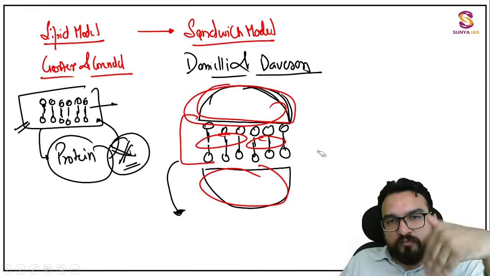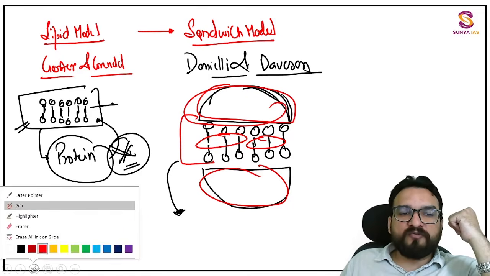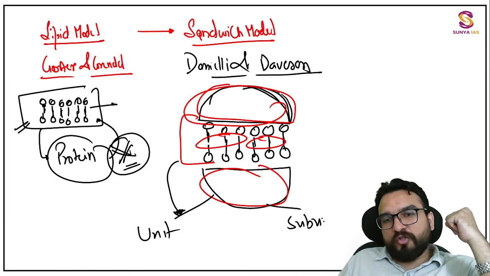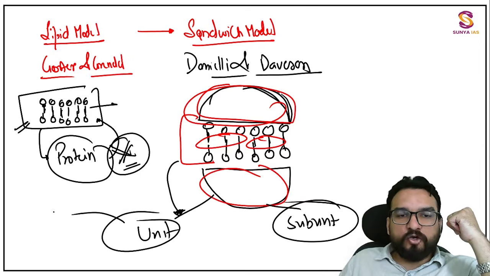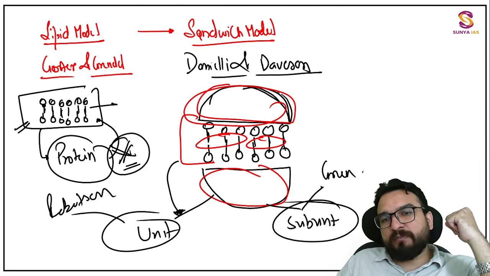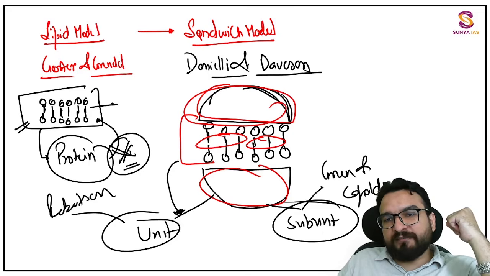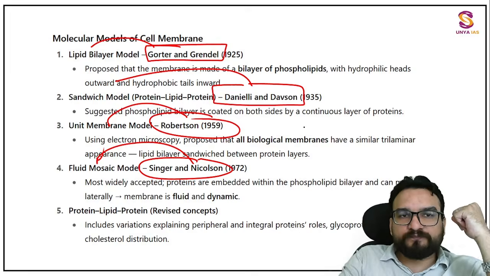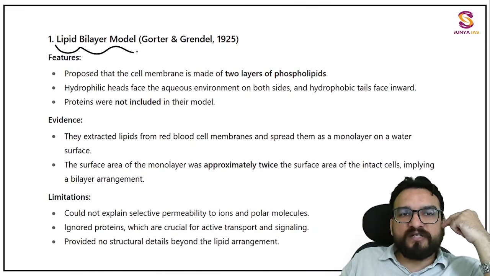So the next modification you will be finding is in the form of the unit model and the subunit model. The unit model was given by Robertson and the subunit model was given by Green and Capaldi. Now these are nothing but modifications of the sandwich model only. So let me tell you one by one over here, guys. Look at the lipid model. What is the feature?